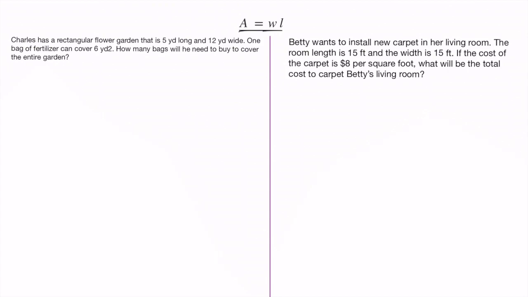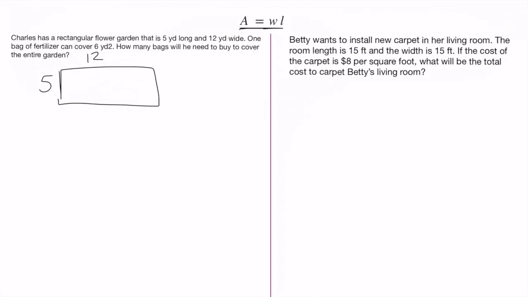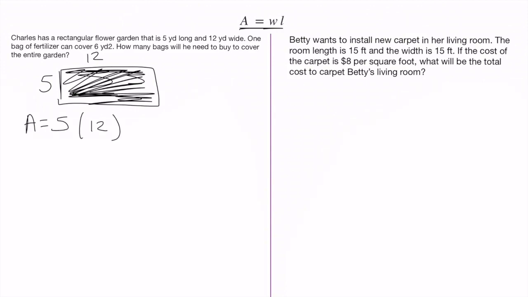So he has a garden that is 5 yards long, 12 yards wide, and he wants to know how many bags of fertilizer he needs to cover all of this inside. So again, an area question. First we need to find the area, which is going to be 5 times 12, because we have 5 for the width, 12 for the length, which is going to give us an area of 60 yards squared.